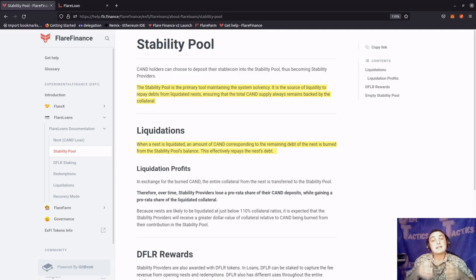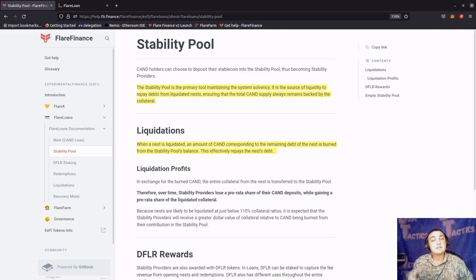So essentially, the Canary Dollar is used in the stability pool to repay some liquidated debt positions. So somebody takes out a loan or mints Canary Dollar and then falls below that 110% collateralization ratio, they get liquidated, they keep their Canary Dollar, but lose that Songbird collateral. Moving on, under the liquidations section, when a nest is liquidated, an amount of Canary Dollar corresponding to the remaining debt of the nest is burned from the stability pool's balance. This effectively repays the nest's debt.